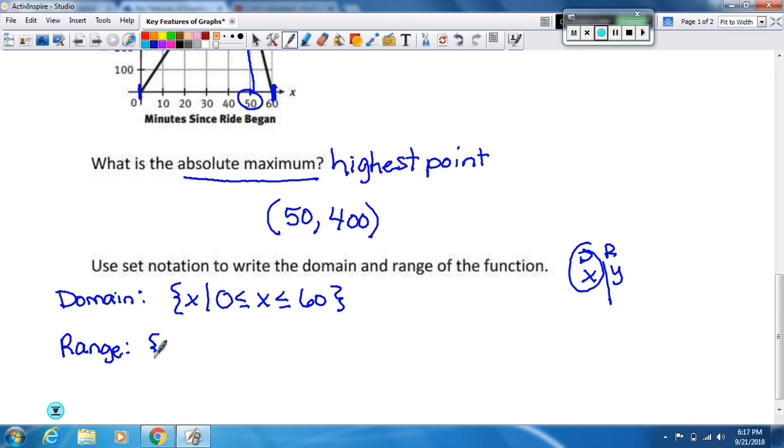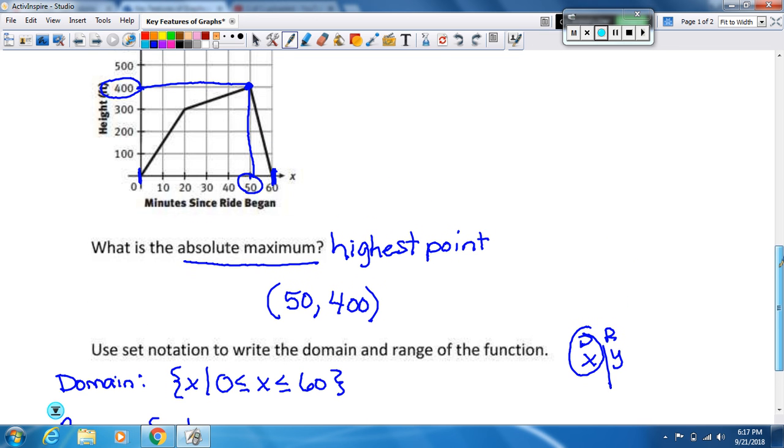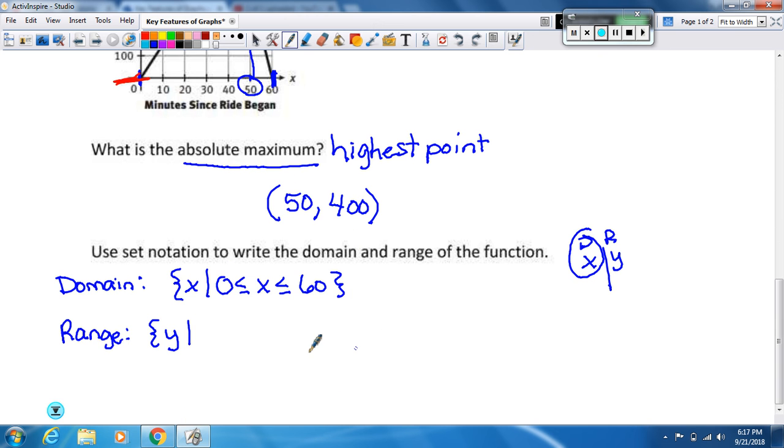Set notation would have y such that. Now if you look on the y-axis, it is from 0, and then the graph we already talked about, the maximum being 400. So the range is between 0 and 400, and it includes 0 and 400. So you would say range is y between 0 and 400, and that would be the range.